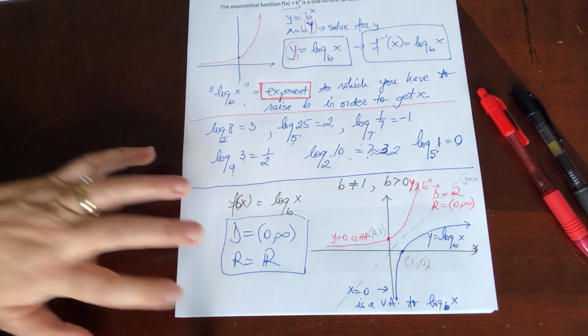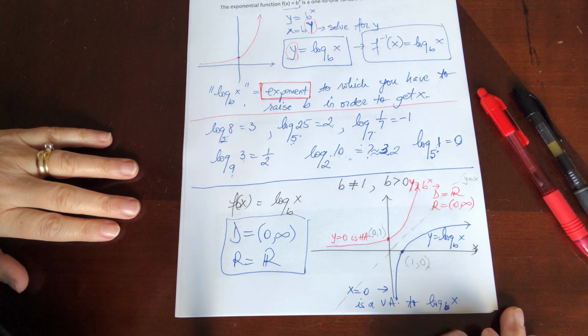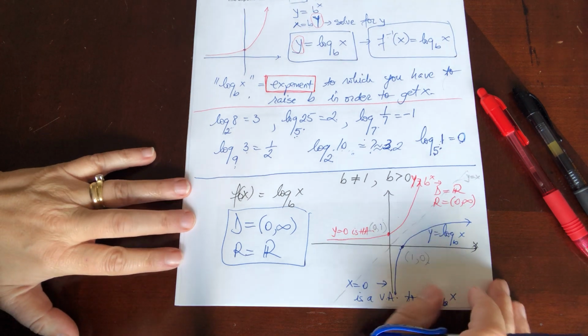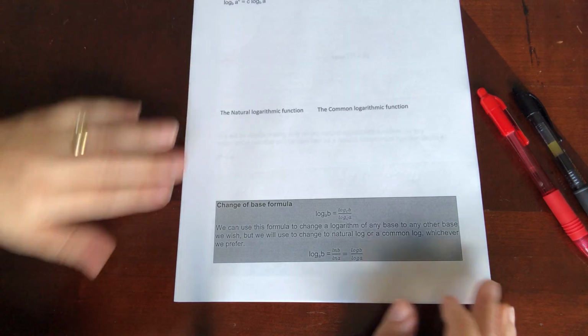Log with base b of x. So it's a vertical asymptote. The graph gets closer and closer to it. Okay, so what we want to do next is just review a whole bunch of rules of exponents, just to review a little bit.